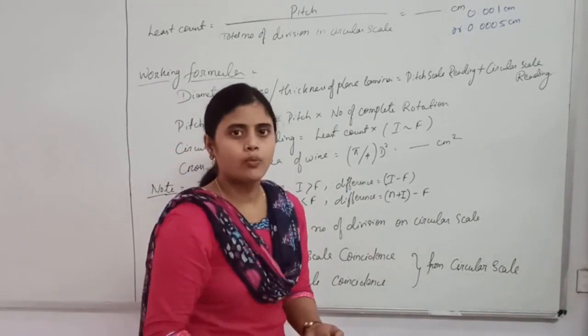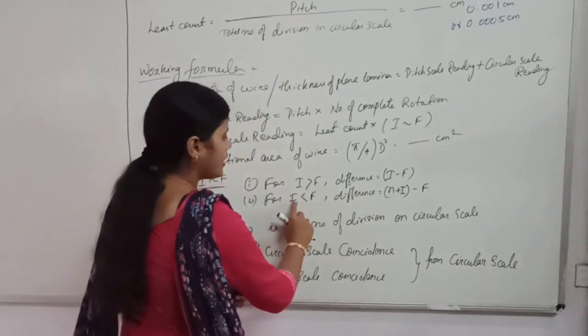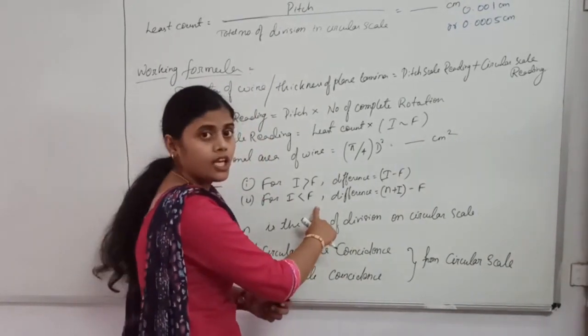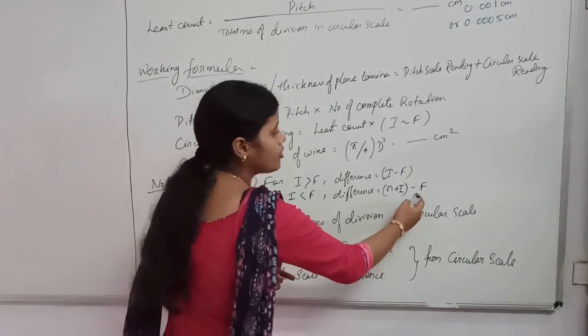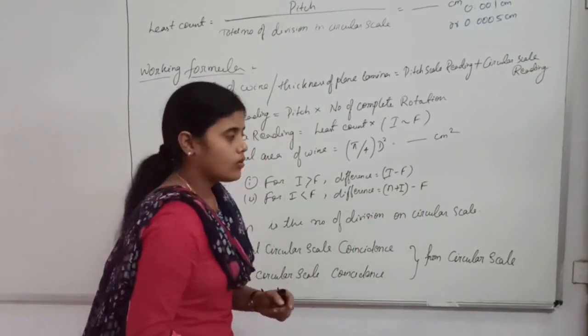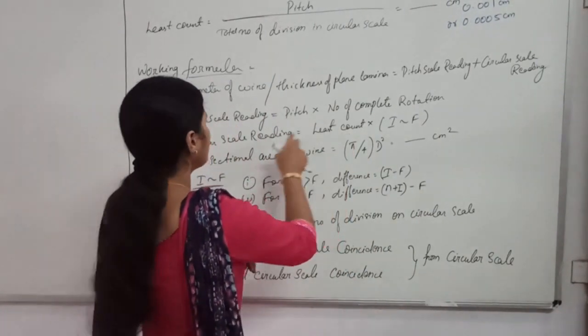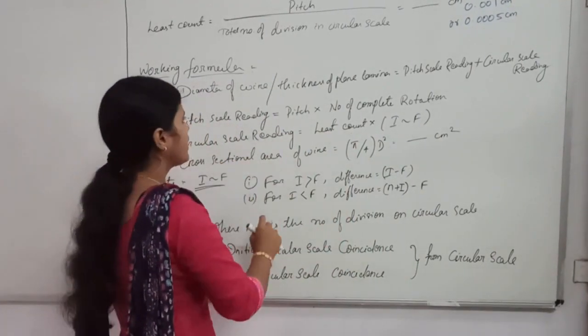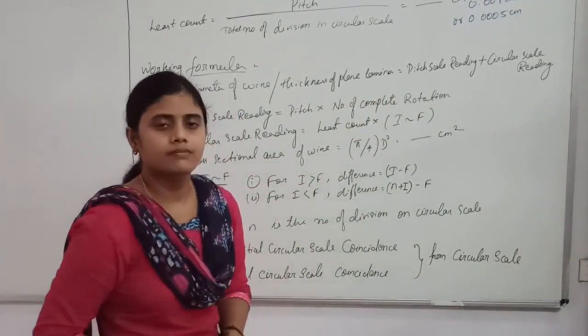where n is the number of divisions on the circular scale. We know in our instrument the number of divisions on the circular scale is 100. So if your initial reading is smaller than the final, you have to add 100 to the initial reading and then subtract F. In this way you will find I minus F, then multiply it with the least count, and it will give you the circular scale reading, and hence you will find the diameter of the wire.